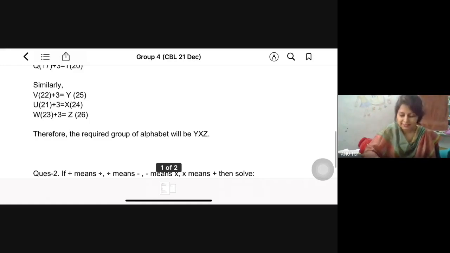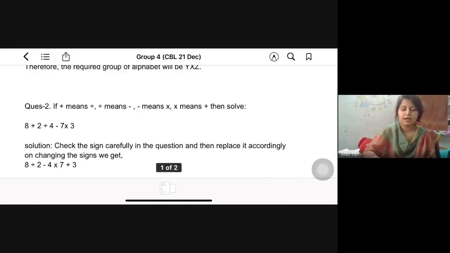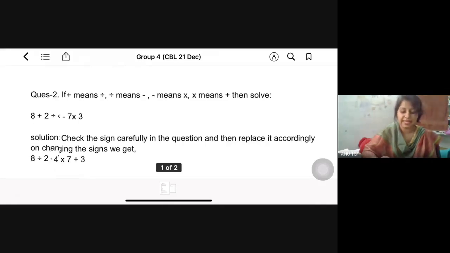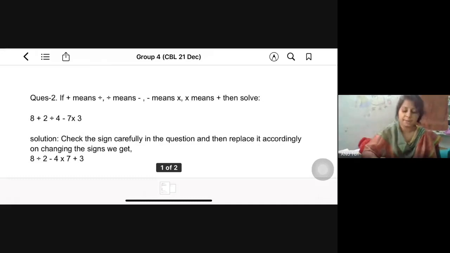Now, here is another question. Question number 2. We have seen that these questions often puzzle students. First of all, one must see what sign is given in the question. Students make mistakes because they never read the question carefully. The question is 8 plus 2 divided by 4 minus 7 multiplied by 3. And it is given that plus means division, division means subtraction, subtraction means multiplication, and multiplication means addition.